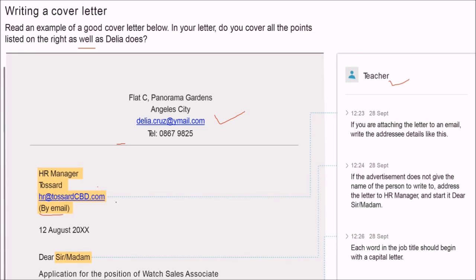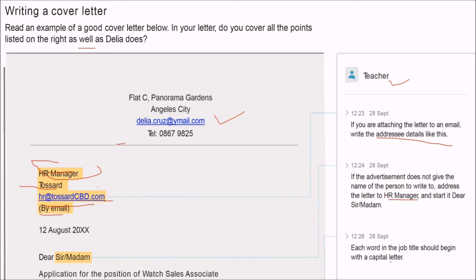So, first is this one. If you're attaching the letter to an email, write the addressee details like this. HR Manager to SAD. This is the email ID, by email. Then, Dear Sir or Madam. If the advertisement does not give you the name of the person to write to, it is a letter to the HR Manager, and start it with Dear Sir or Madam. This is how it is done.